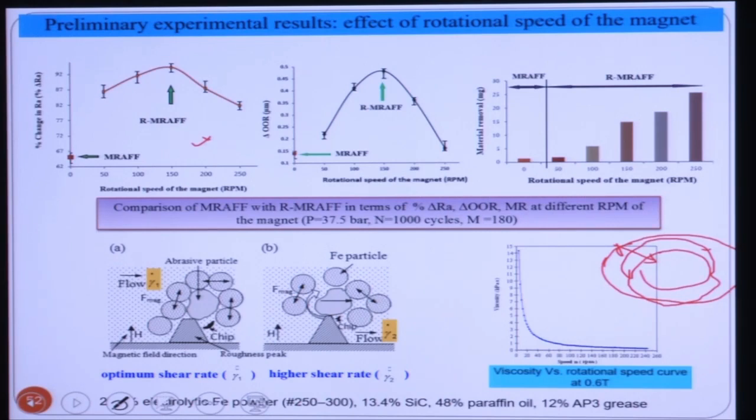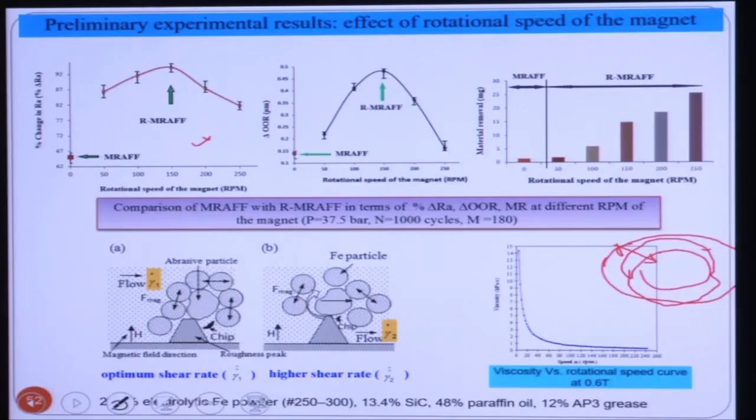So we have seen that the RMRP process is capable of improving the outer roughness of the cylindrical workpiece. This is the surface roughness profile. We see that at 150 rpm we got very good surface roughness, and here also at 150 rpm we got very good outer roughness. Also we can see here that metal removal improves with the increase in the rotational speed of the magnet.